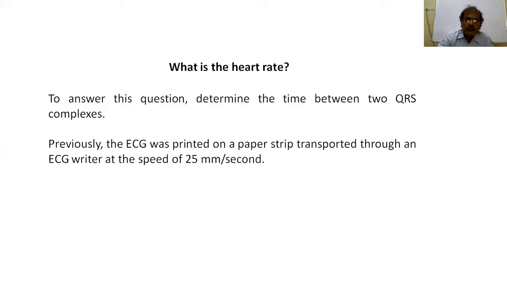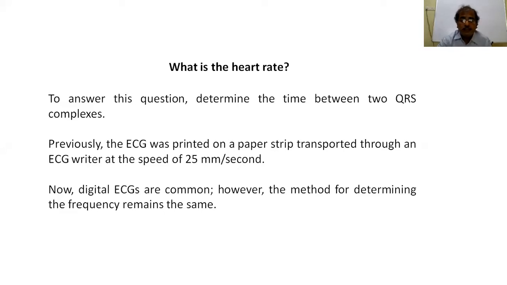Now, ECG has some speeds, like your car has 10, 20, 30, 40, at what speed you are driving. If you are driving at a higher speed, you will reach your destination earlier than if you are driving at a slower speed. Similarly, we have to calculate the heart rate based on the ECG's speed. If we do not mention the speed, it is understood that we are talking about the ECG speed of 25 millimeter per second.